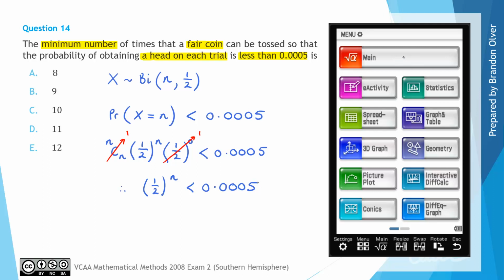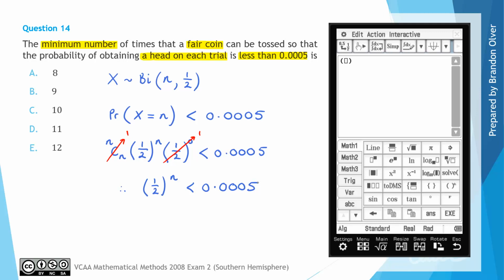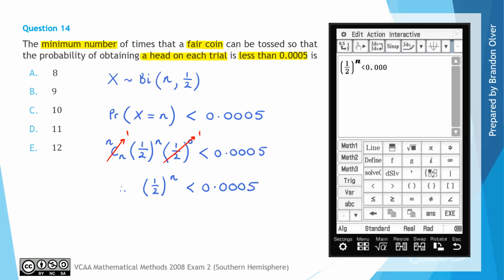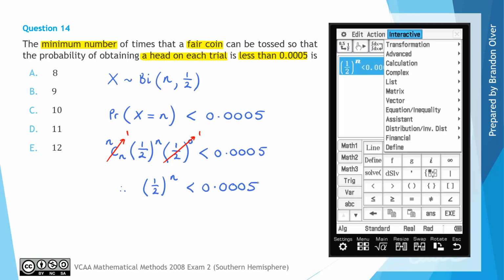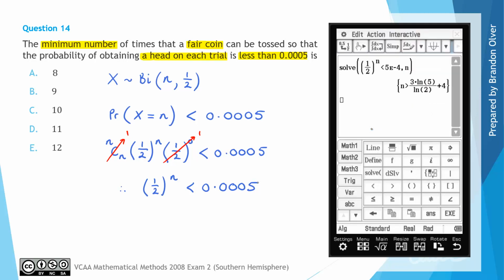On the CAS calculator, go into the main menu. Next we want to type in that simplified inequality that we want to solve on the calculator. So bringing up the keyboard, I'm going to put inside a set of brackets 1/2, and then we want that to be to the power of n, so variable n, and then we require that, using Math 3, to be less than 0.0005, and that's now something the calculator can solve, so we can go and highlight that and go interactive, equation inequality, solve for the variable n. And hitting OK will say that n must be greater than that exact value, but we can just change that to a decimal for this question.